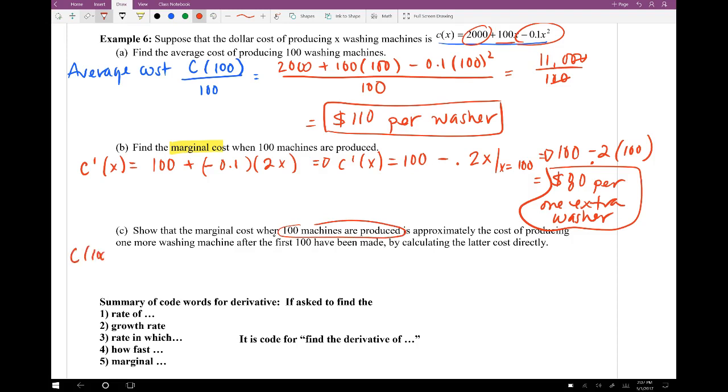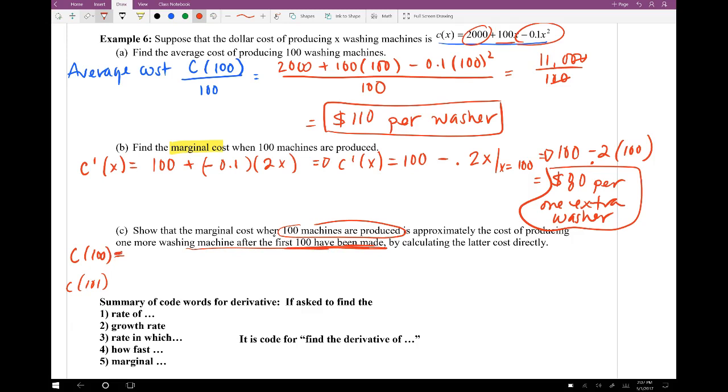So C of 100 is, okay, let's see. C of 100. Show that the marginal cost when 100 machines are produced is approximately the cost of producing one more washing machine after the first 100 have been made, by calculating the latter cost directly. So let's do this algebraically, by hand. I'm going to calculate 101, because the first 100 have already been made, so I'm going to calculate that right here, okay?